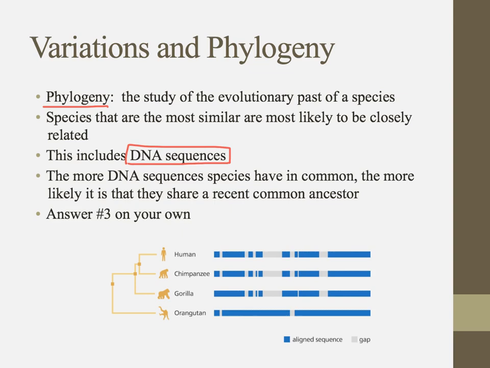The more DNA sequences that something has in common, the more likely it is that they share a recent common ancestor. If I look at this phylogenetic tree here, I can see that a human and a chimpanzee share a much more recent common ancestor than a human and an orangutan. To find that common ancestor, I have to come all the way back here. That explains why humans and chimpanzees have many more similarities in their DNA sequence than humans and orangutans. These are much more closely related and have a much more recent common ancestor.